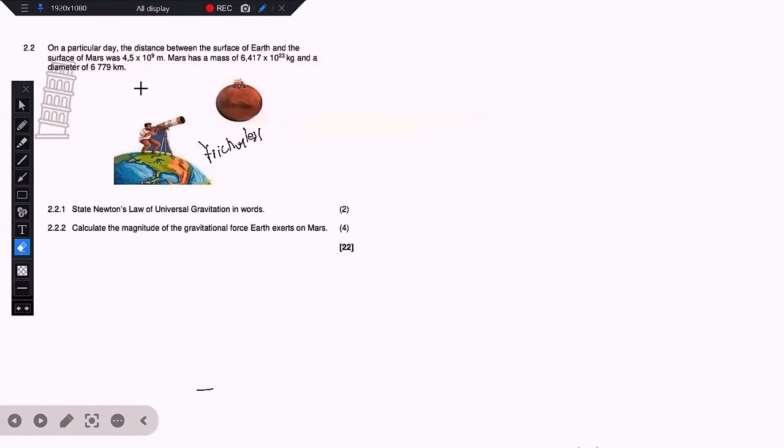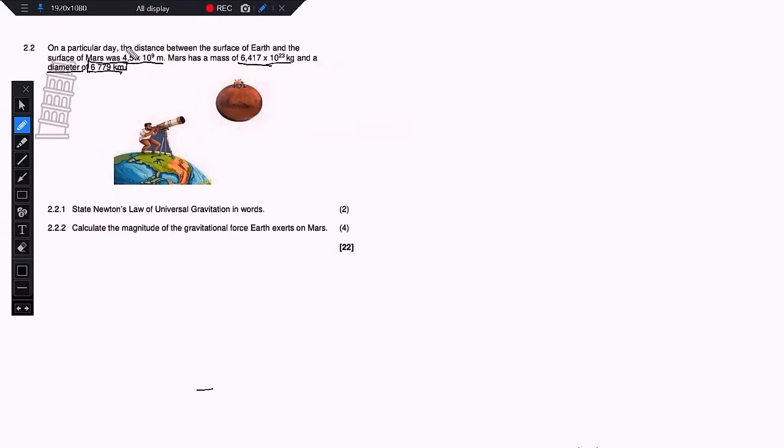Okay, here we have Newton's law of universal gravitation, which is also another law that you need to take note of. On a particular day, the distance between the surface of Earth and the surface of Mars was 4.5 times 10 to the exponent of 9 meters. Mars has a mass of 6.417 times 10 to the exponent of 23 kg and a diameter of 6,779 kilometers.